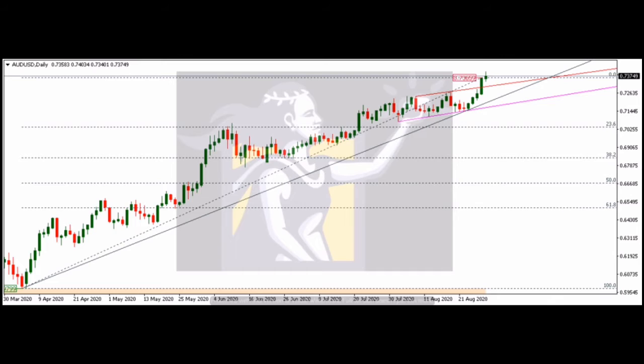The technical bias remains bullish as long as 76.07, which is the 23.6 Fibonacci level and also a major horizontal support line, remains intact.